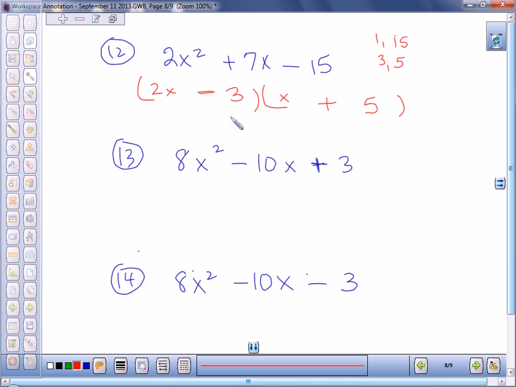Should that be 10? So you multiply by the 2.